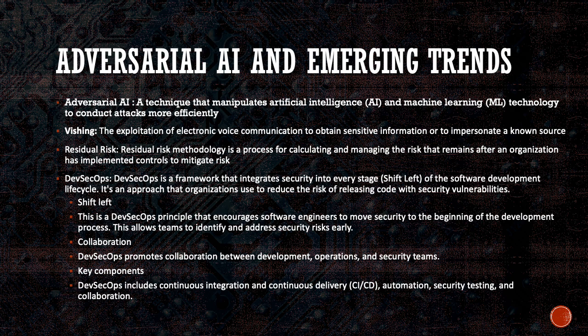This allows teams to identify and address security risks early. Collaboration, of course, between development, operations, governance, security teams, and end users. Key components are continuous integration and continuous delivery, called CI/CD. They use automation, security testing, and collaboration to get it done.